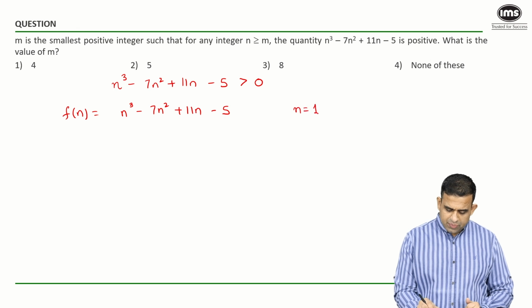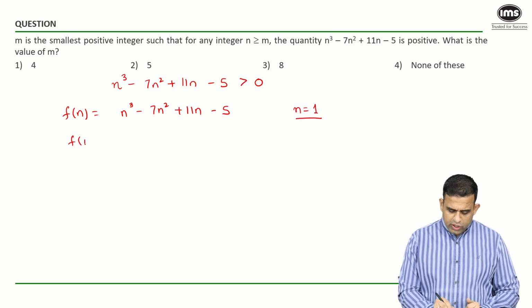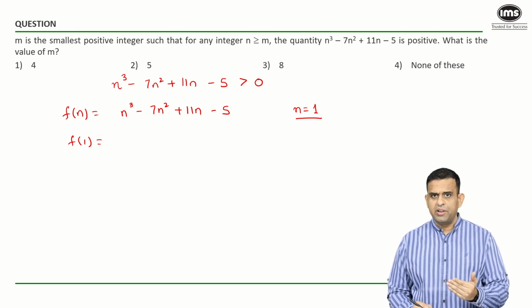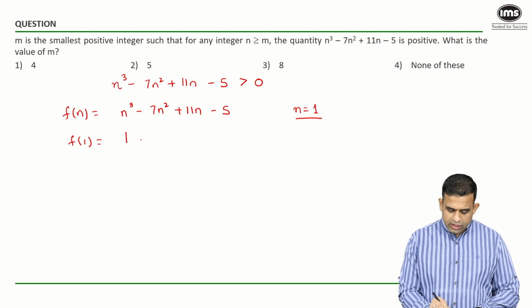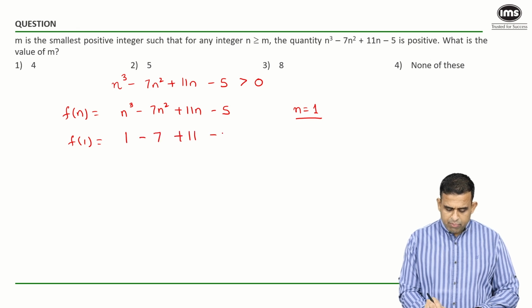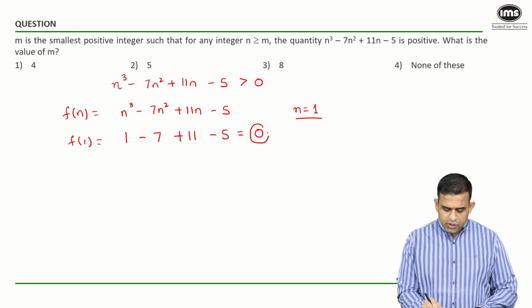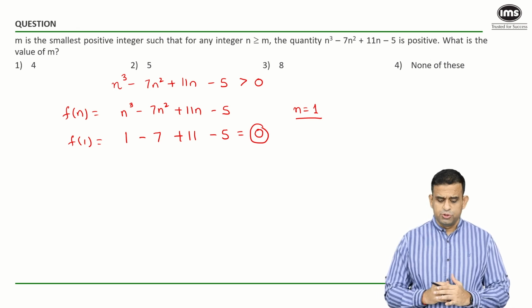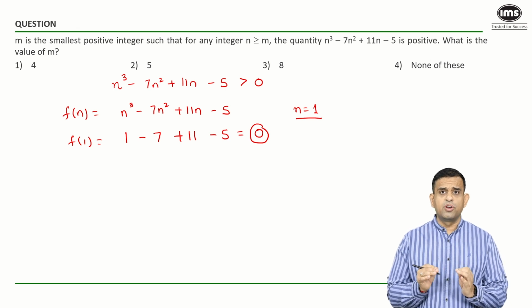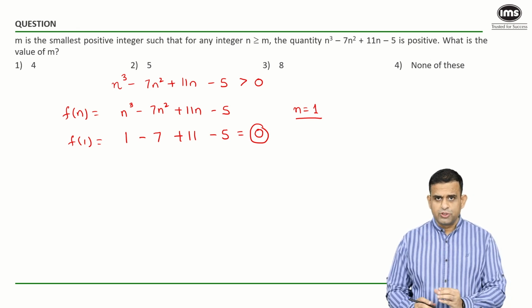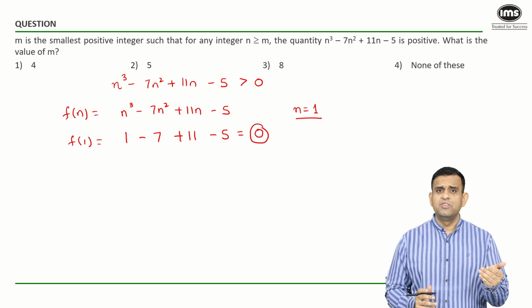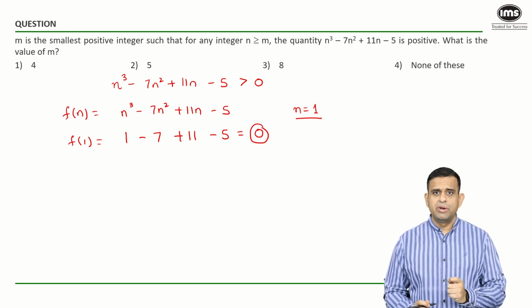So n equals to 1 will give you f of 1 equals to 1 cube minus 7 times 1 square plus 11 into 1 minus 5. So we get 1 minus 7 plus 11 minus 5, and this thing does become equal to 0. What does that mean? That simply means that if n equals to 1 is a possible solution, n minus 1 has to be one of the factors. So now we know for this cubic expression, n minus 1 definitely happens to be one of the factors. At this particular point of time, one can try out synthetic division or the long division method as well.